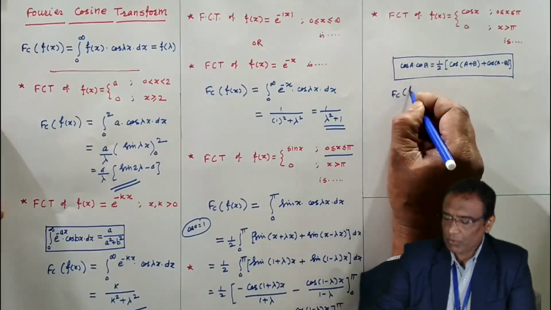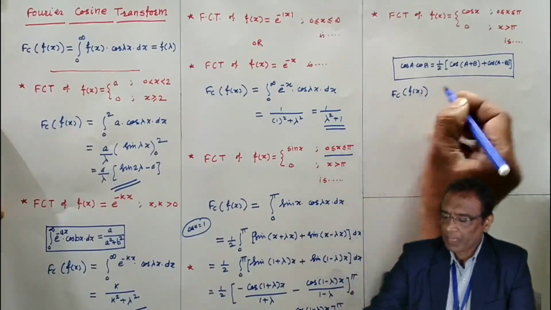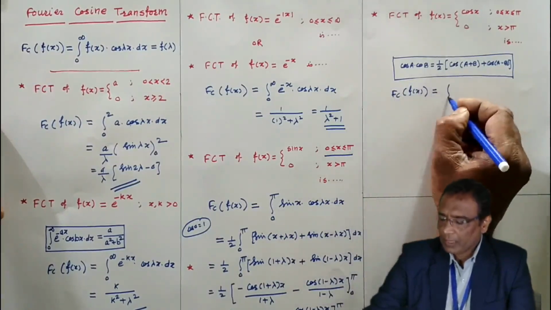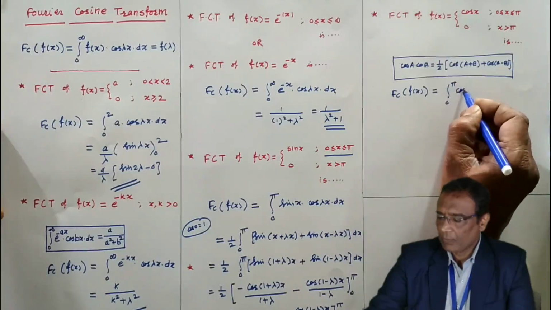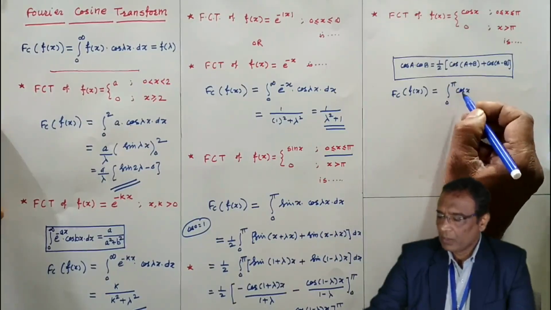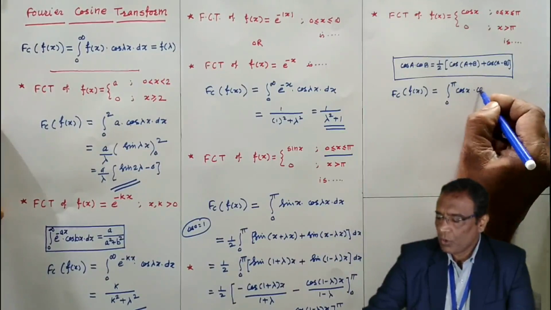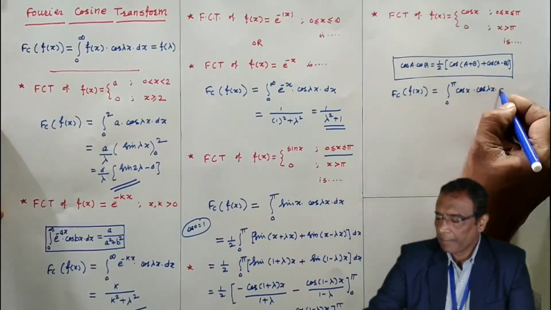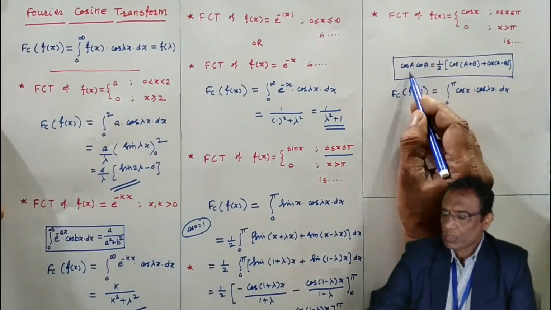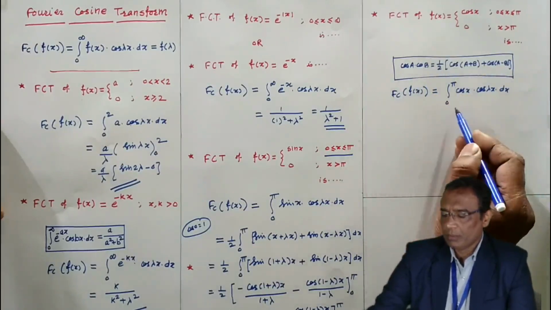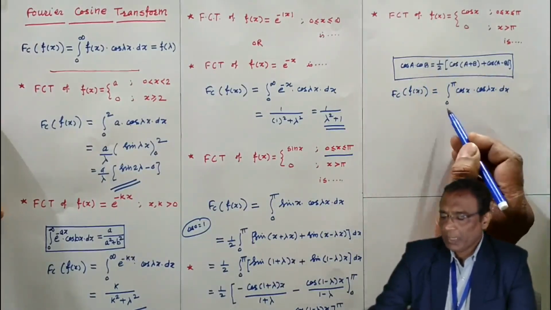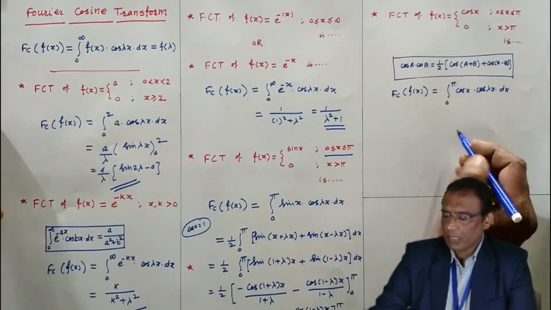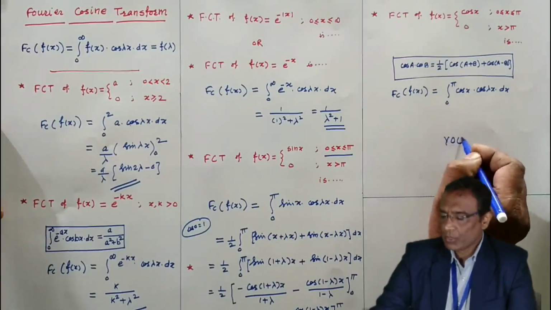Fourier cosine transform of f(x) is integral 0 to pi f(x) cos lambda x dx. For this range, the value of f(x) is positive. Use the cos a into cos b formula, then integrate it, followed by putting the limits and get the answer. Okay, this solution is for you.